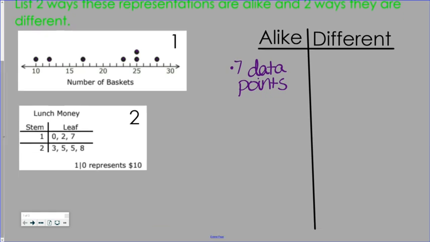Another thing that someone said this morning was they each have a repeating number, and that number is 25. If you look at the dot plot, we have 2 dots here at 25, and for the stem and leaf plot, we have 2 values that are 25. So they both repeat the value 25.